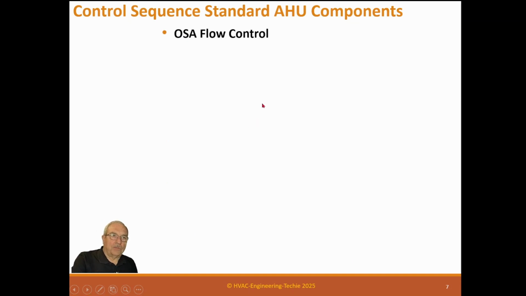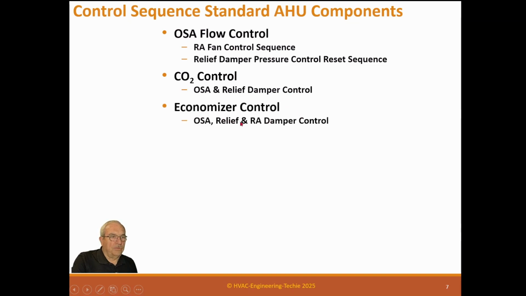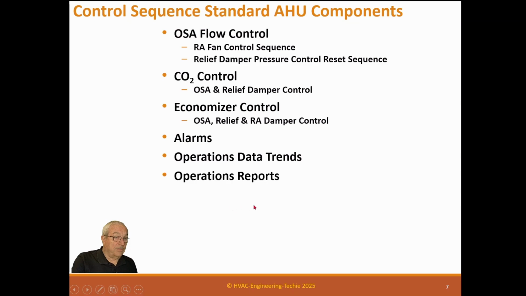All right, control sequence, standard air handler components: outside air flow control, return air fan control sequences, relief damper pressure control reset sequences, CO2 control, outside air relief damper control for CO2, economizer dampers. We're going to use the outside air to cool the building during the winter. Alarms that the operator needs, operating data trends that the operator needs to run the system, and operation reports. These are all part of the sequence requirements.